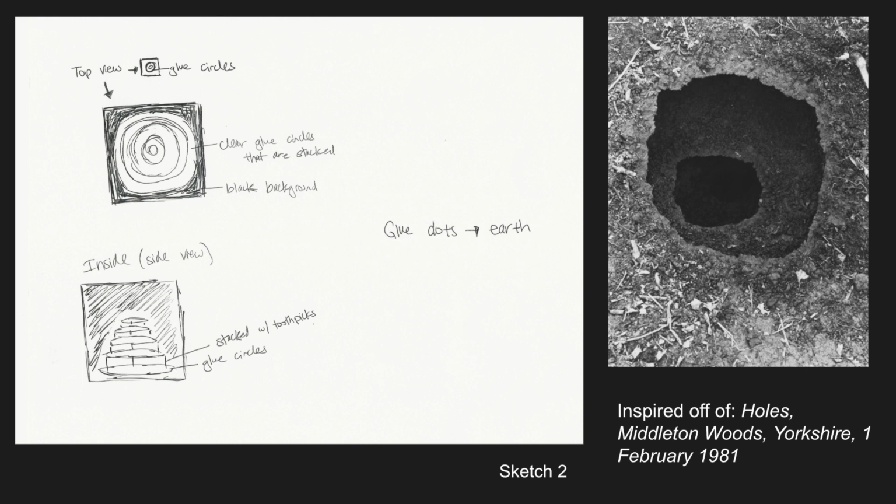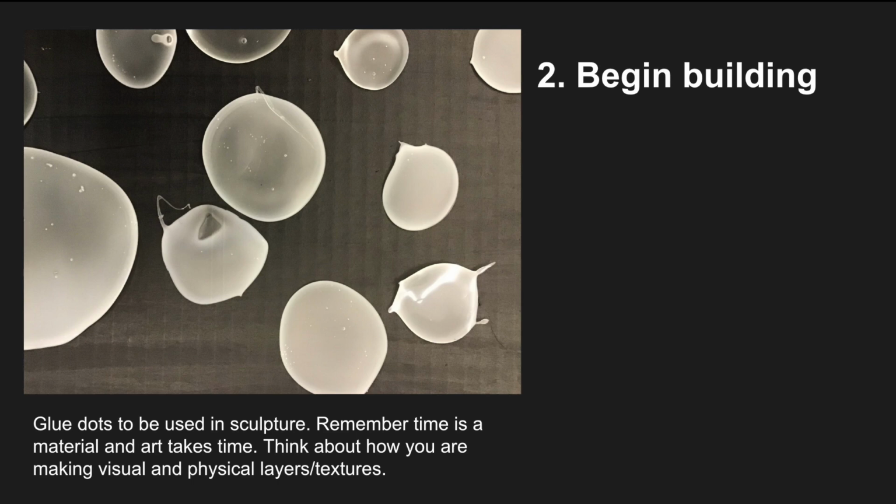My second example is based off of Holes by Andy Goldsworthy. I look at this image and I think of these repetitive holes that are formed, and I think about what materials I might have on hand, and that becomes glue. I know when I was younger, I would let glue dry and peel it off. Granted, my glue dots took a lot longer to dry than I researched. When I researched how long it would take for glue dots to dry, it said 6 hours. It took closer to 24 hours.